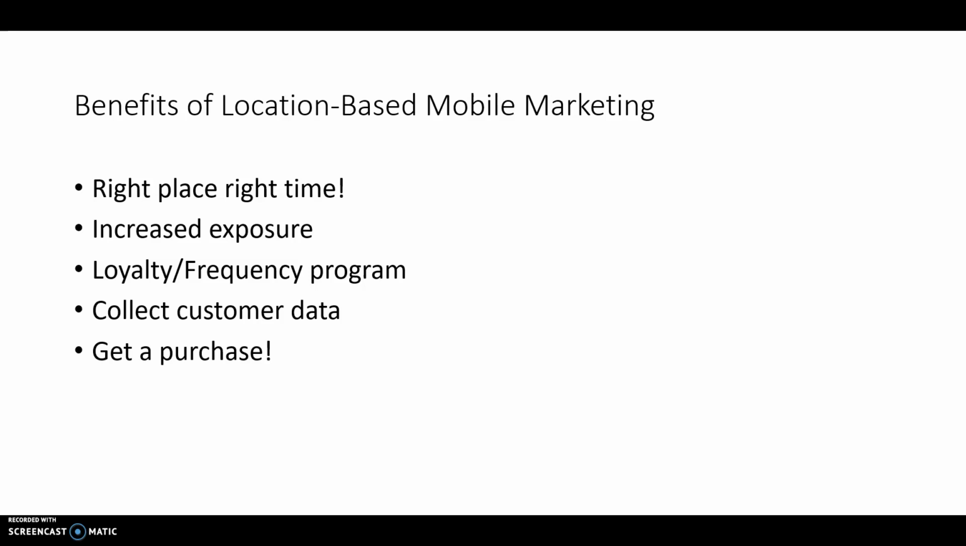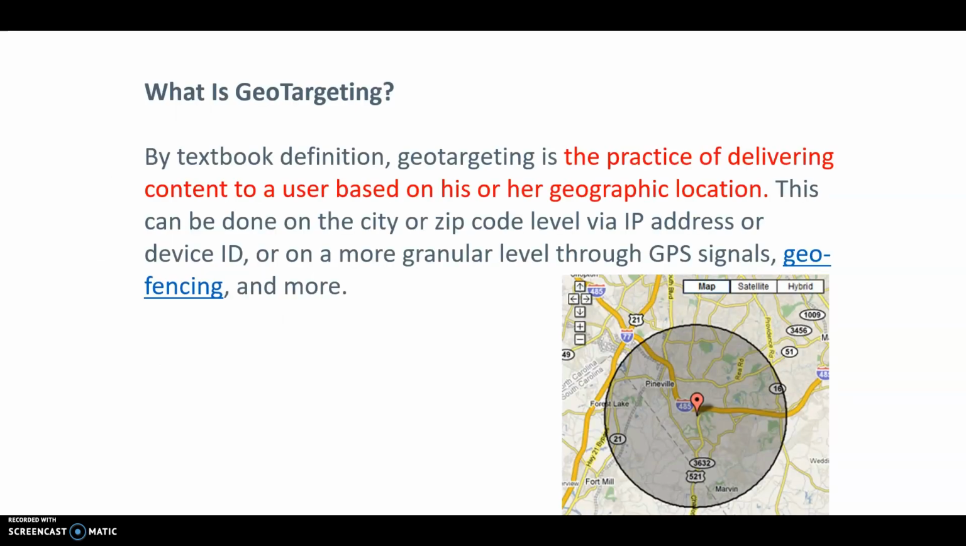So right place, right time, right when you may be making a buying decision. Loyalty frequency programs: you can collect customer data. You can get an actual purchase because someone could be near a store. Geo-targeting is the practice of delivering content to a user based on his or her geographic location. And there's a lot of that going on in mobile. That's one key thing you do with mobile that you really can't with other things.